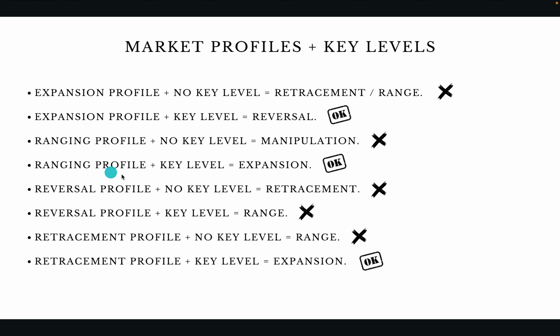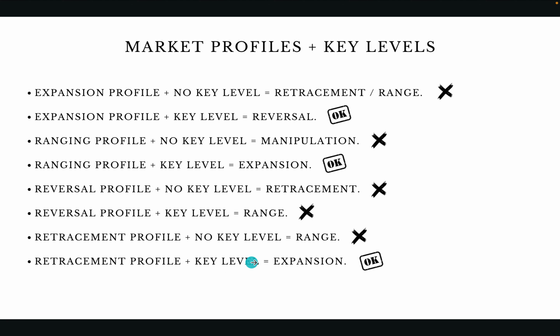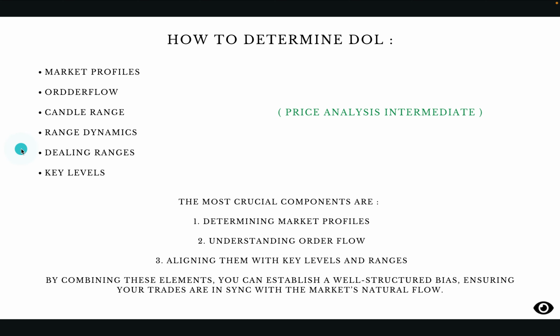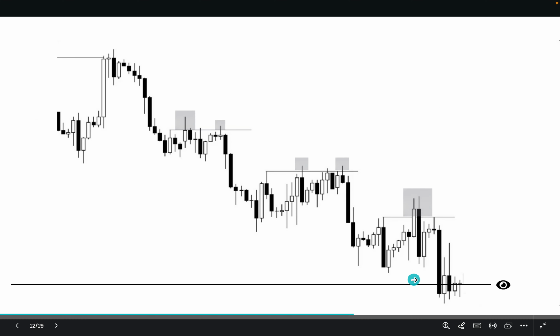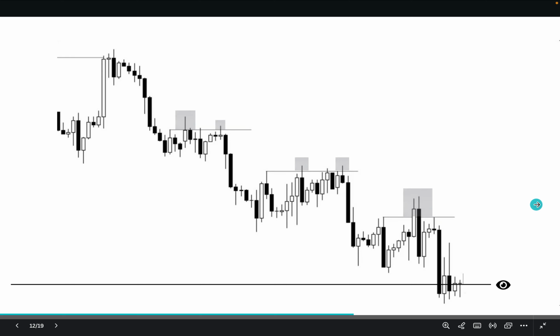Ranging profiles plus key levels equals expansion. Retracement profiles plus key levels, sorry, equals expansion. Like this example, guys. Range plus key levels equals expansion. Range, key level, expansion. Retracement, key level, expansion. Perfect.